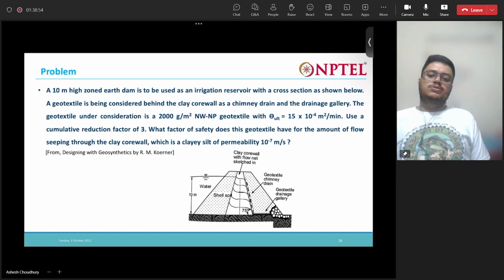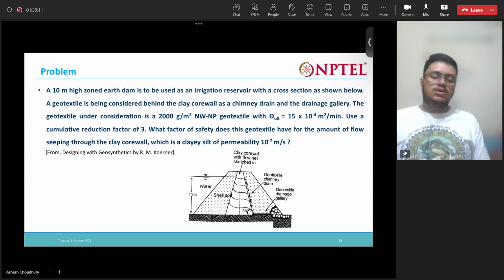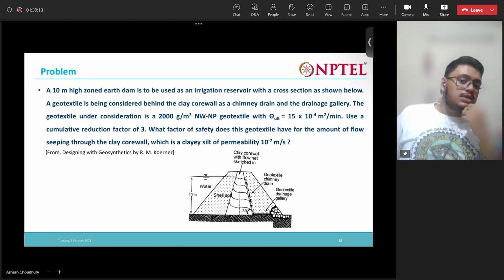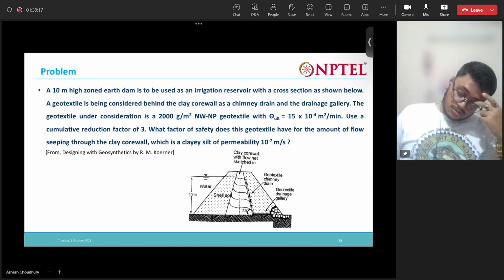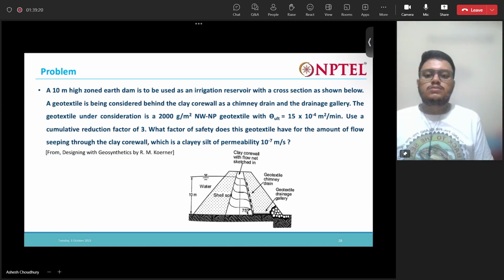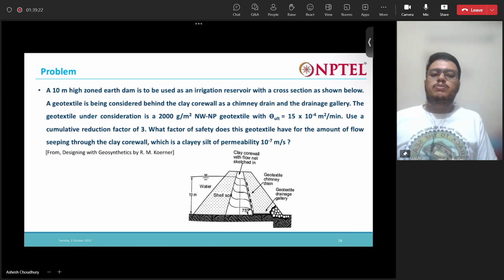The geotextile under consideration is 200 grams per meter square. That is the weight per unit area of the geotextile. A non-woven needle punch geotextile. These non-woven types of geotextile are generally very good for drainage purposes.